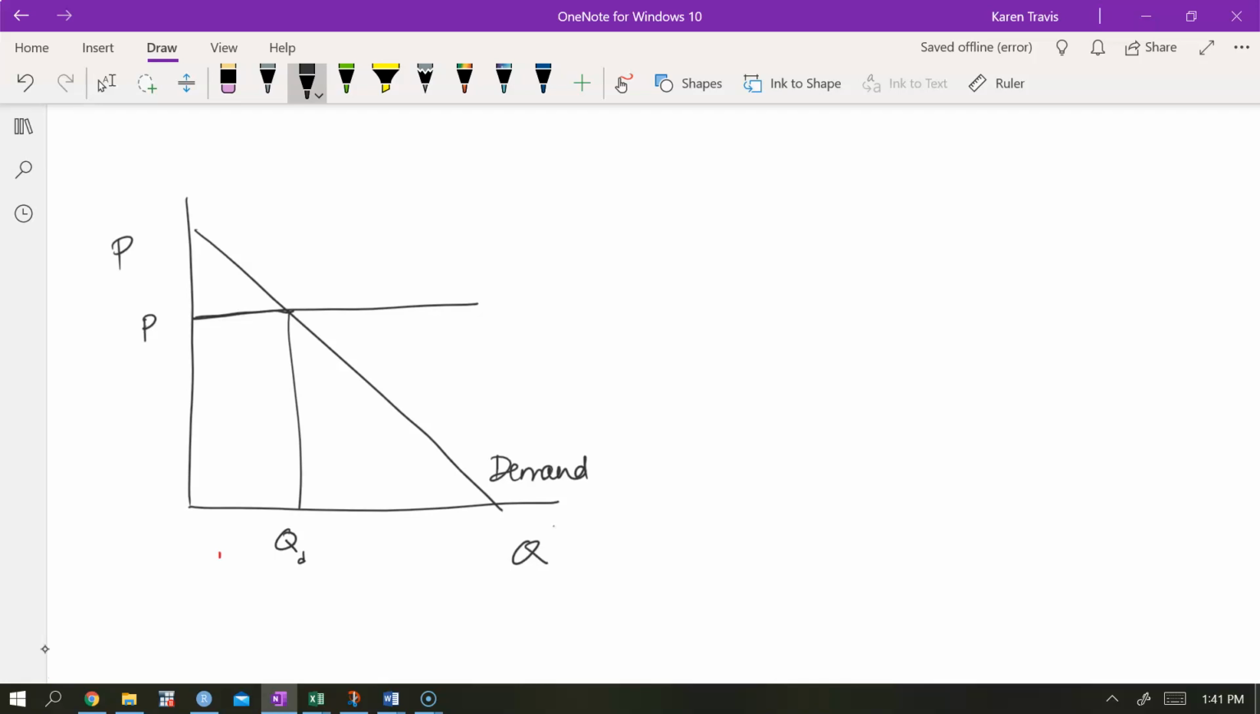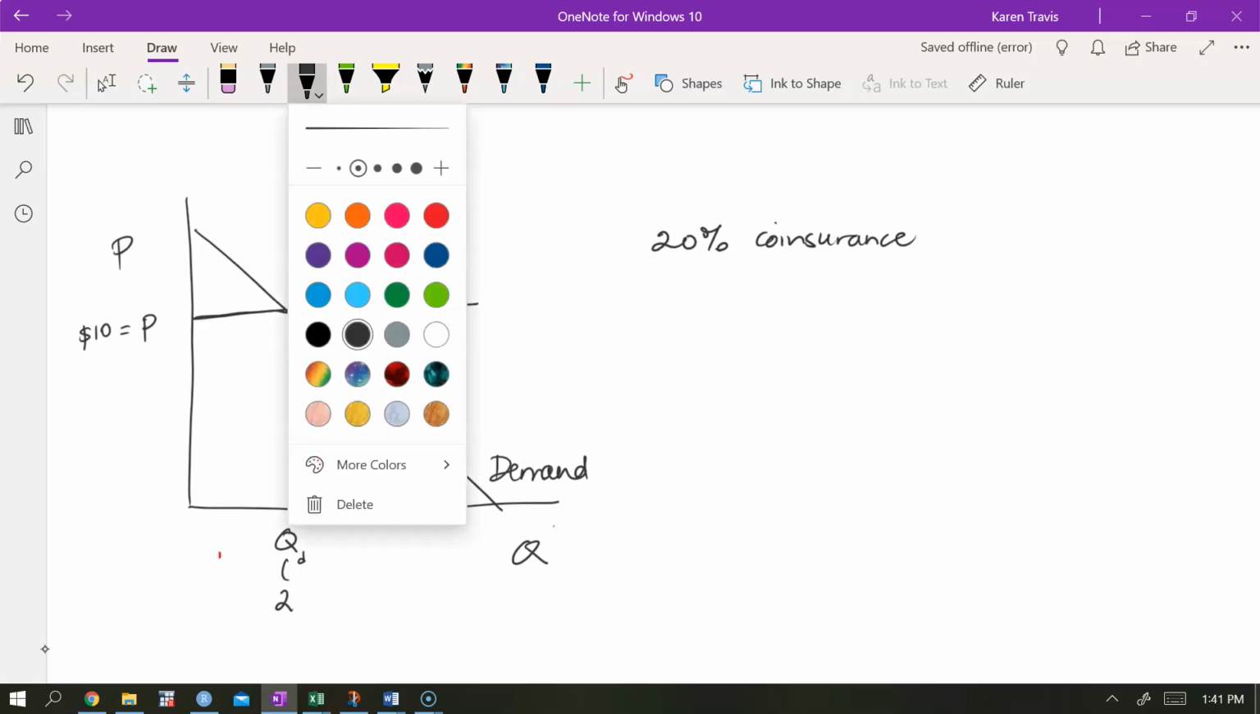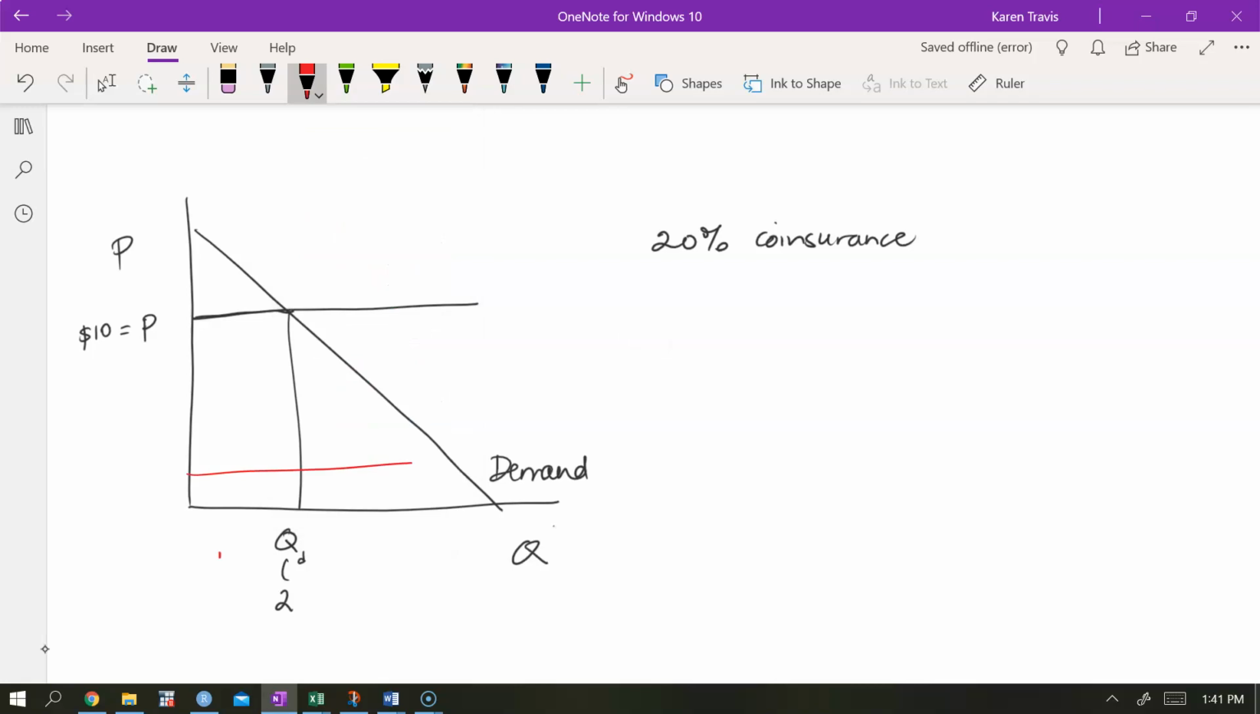But now let's say I have insurance, and just to make this easier to think about, let's say this is just $10 and I'll go get 2 visits. If the insurance company tells me that I'm going to have 20% coinsurance, then that means I'm going to pay $2 of that $10. So let's think about just $2 down here. Then at a $2 price, let's say I would go 10 times.